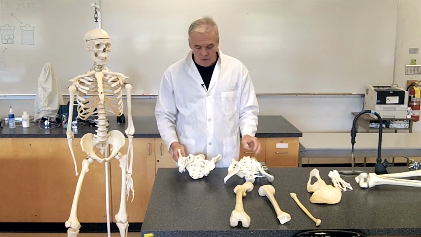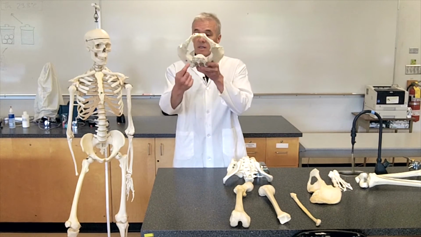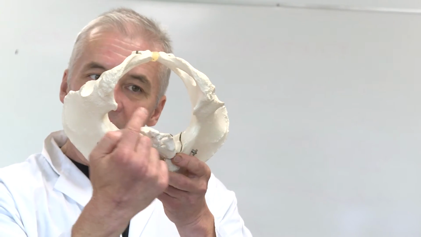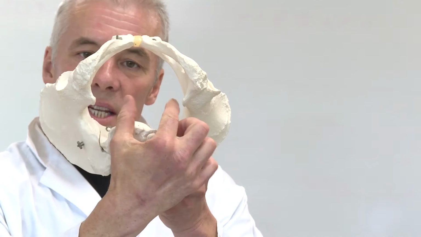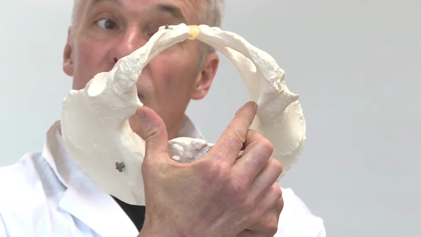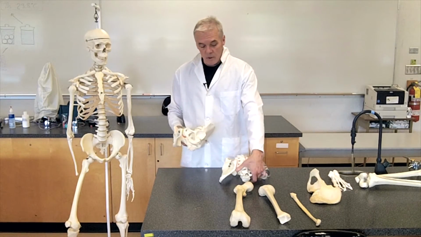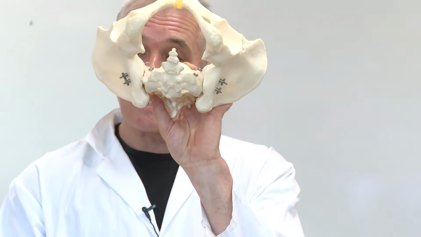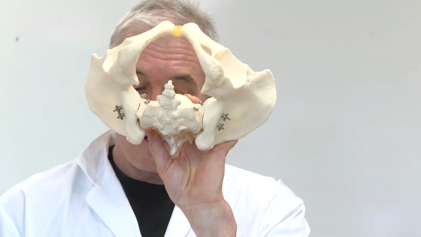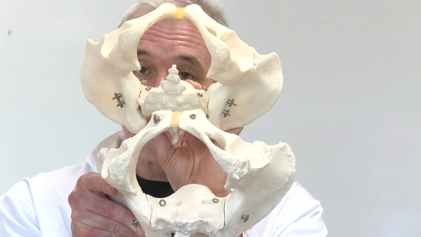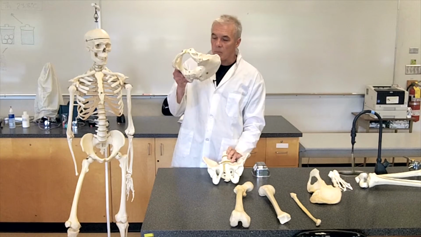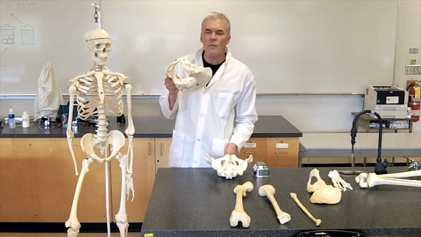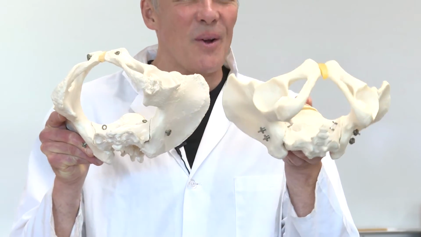Other things that we would want to notice are the distance in the outlet. The outlet is determined by the ischial spines. These ischial spines here in the female are quite far apart, whereas if we were to look at the male pelvis in comparison, we can see that the ischial spines are much closer together. One of the problems with this particular model is it's missing its coccyx, so we can't really make the comparison here that I wanted to.